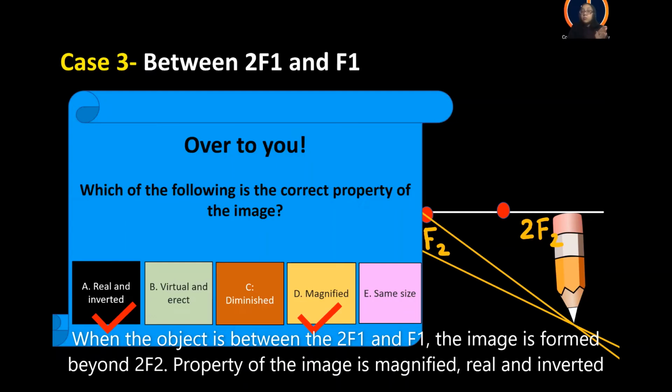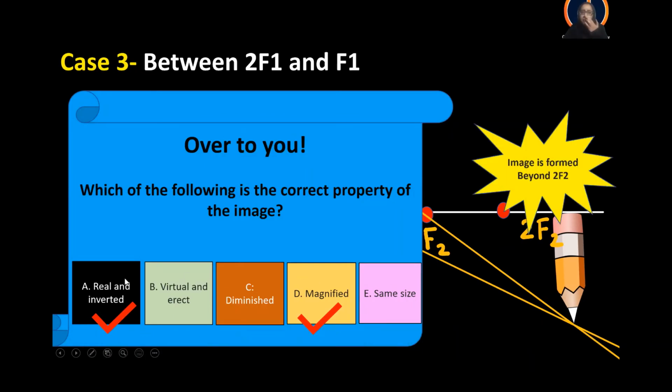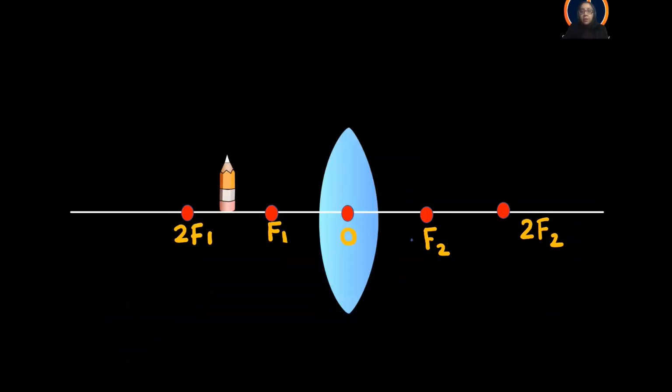So what happens when we drag it further towards the lens? That is, when the position of the object is between 2f1 and f1, the image again moves away from the lens. That is, the correct position will be beyond 2f2. Okay, and the property of the image will be real and inverted, and it will be magnified, or bigger in size. Now, let's further drag it.